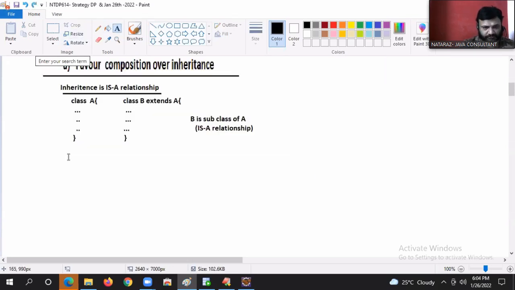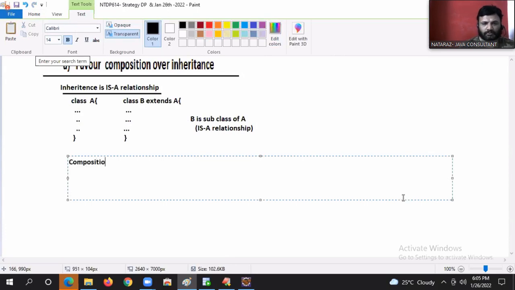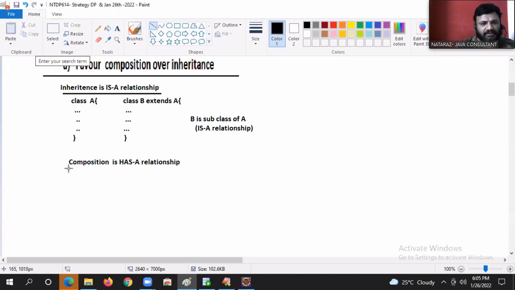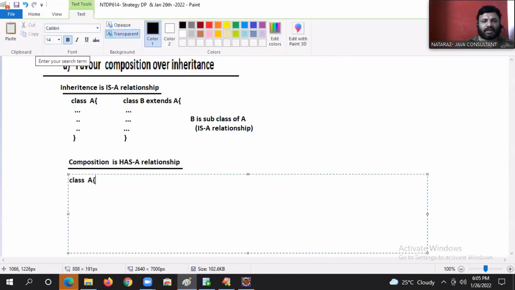Composition is a has-a relationship. Composition is has-a relationship. Class A, here is my class B. A is equal to new A.